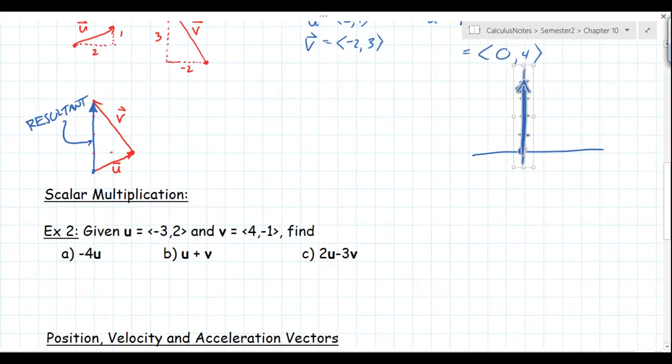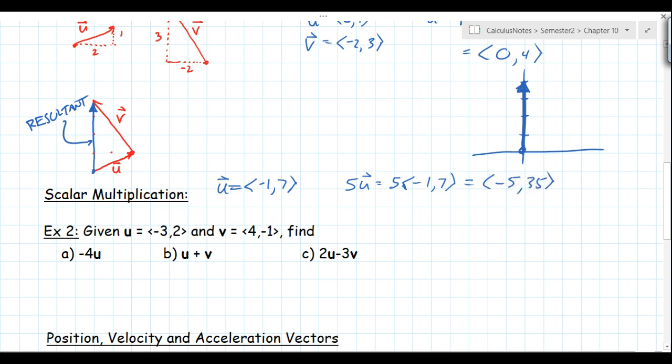Scalar multiplication is when we multiply a vector by a scalar constant. So for example, if I had the vector, let's say vector u was negative 1, 7, 5 times vector u just gives us a vector that points in the same exact direction, but is 5 times as long. And in component form, all I have to do is multiply both the x and the y components by 5, so that becomes negative 5, 35. So again, that's a vector that is 5 times longer than the original vector and points in the same direction.